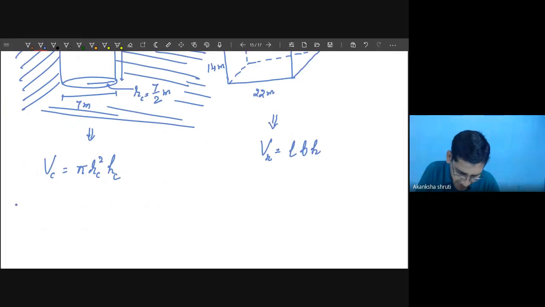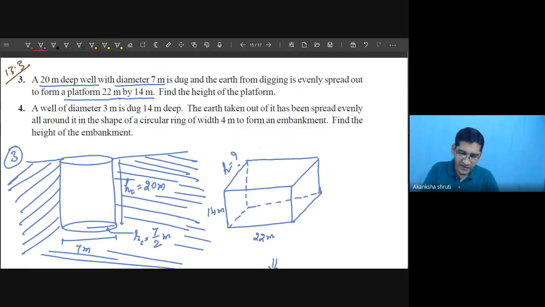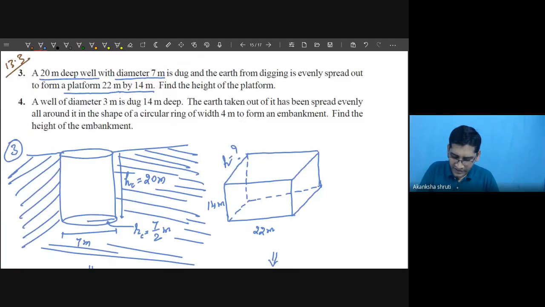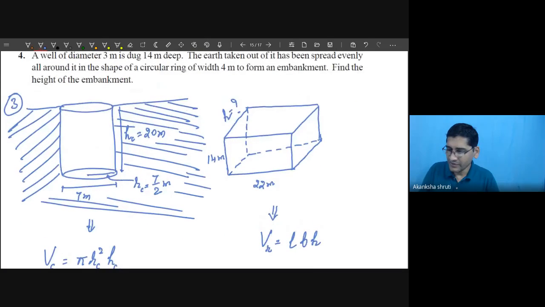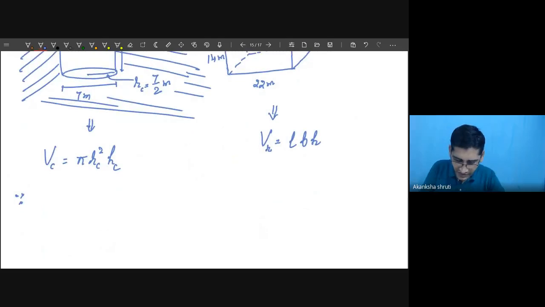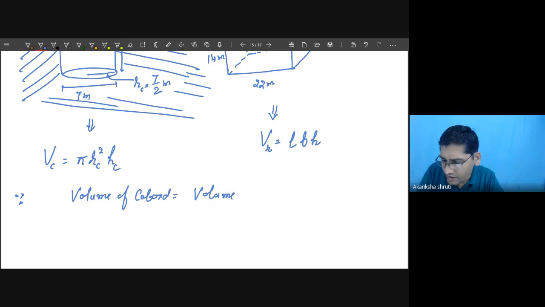Get it? You can substitute the values, or first you equate it, then you finally substitute it. Since the earth taken from the well is converted into the shape of a cuboid, the volume of the cuboid will be equal to the volume of the cylindrical well.